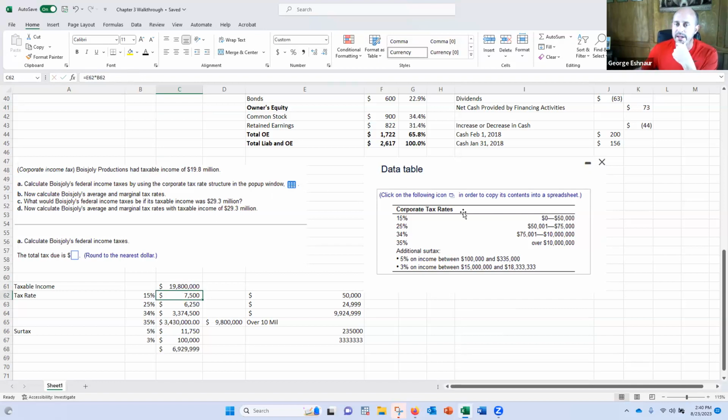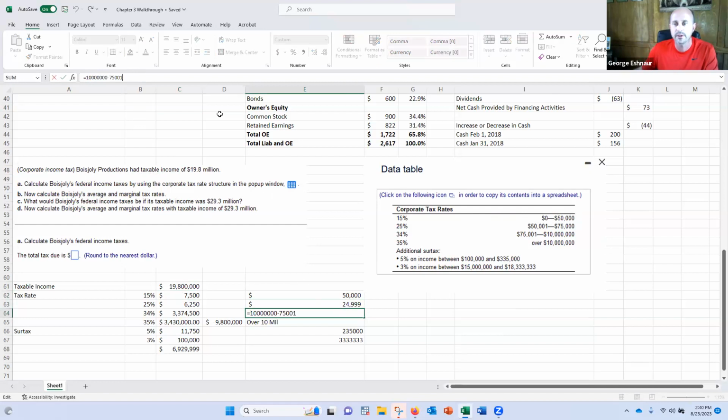This is the other corporate tax rate table. So the first $50,000 is taxed at 15%. I went over here and replicated the numbers. For this one, I took 10 million minus 75,100. Anything over 10 million is taxed at 35%.